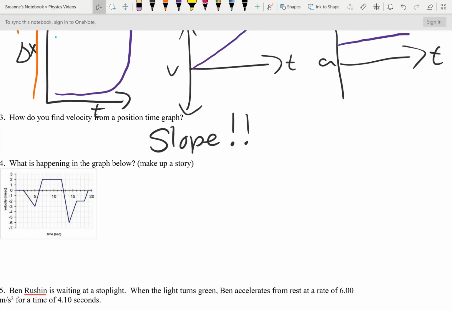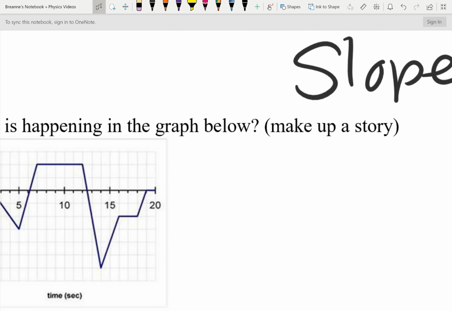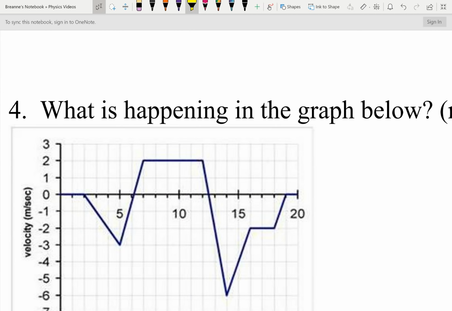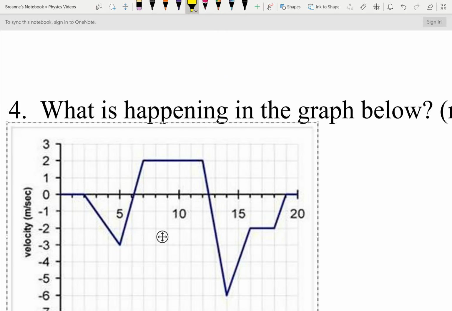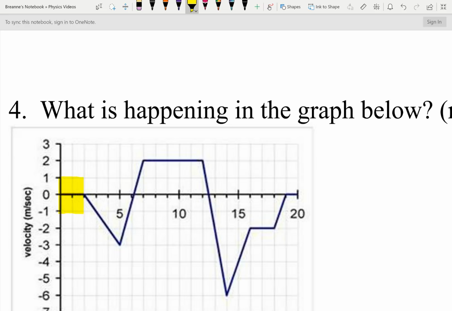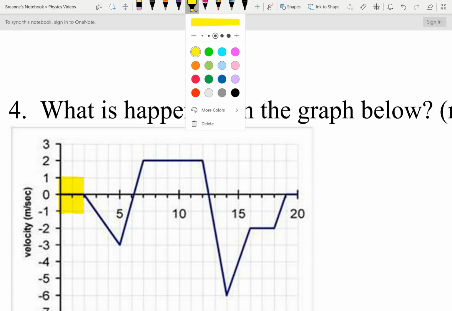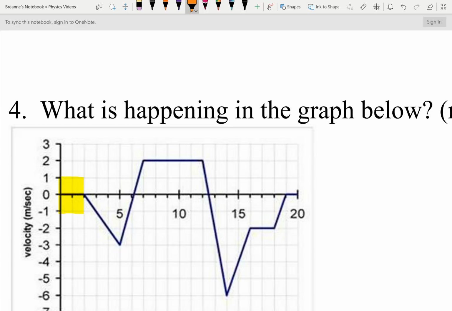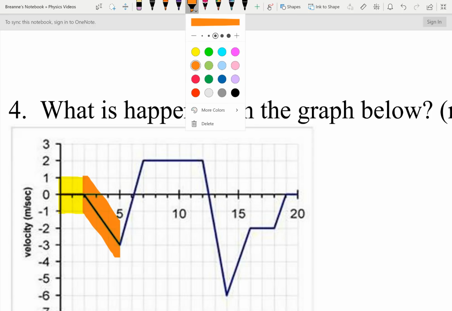And then next thing is a graph. You can give a story to help you understand what's going on, but I'm just going to break it down. So for your first little bit, you are not moving because your velocity is 0. I'm going to go ahead and just highlight each little part, and then we'll talk about it.